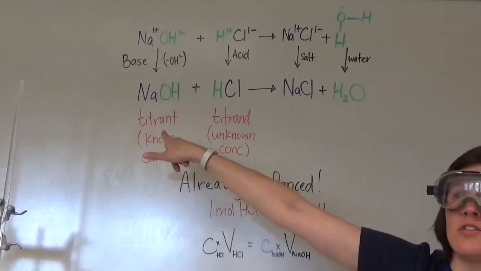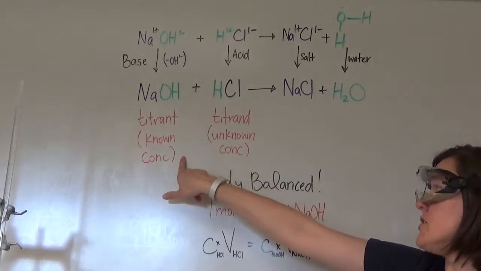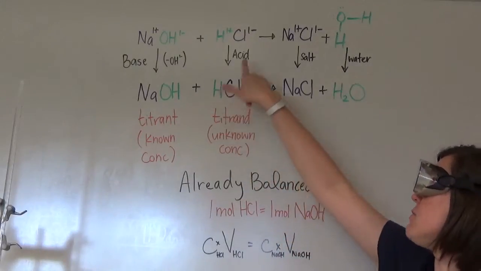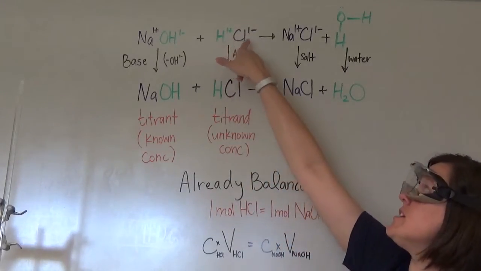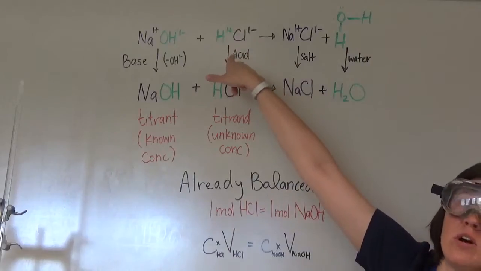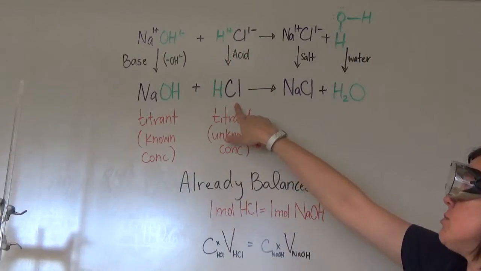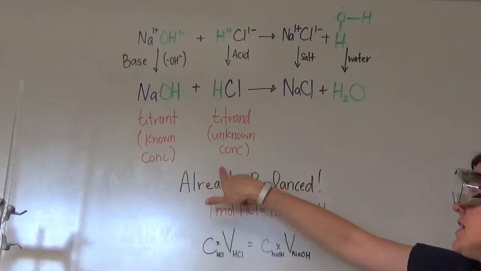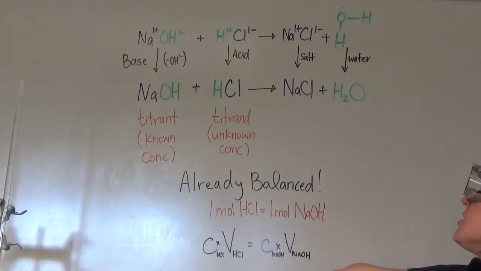In these labs, this is called the titrant because it's what I have a known concentration of. And I'm reacting it with my acid. Hydrogen, again, is a 1+. Cl is a halogen, so it's a 1- oxidation state. So to be neutral overall, it's HCl. That's my titrant, which is an unknown concentration.